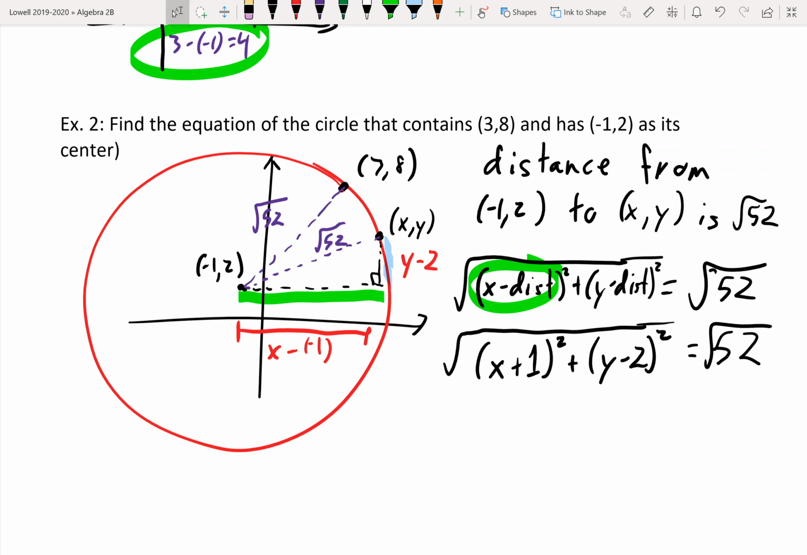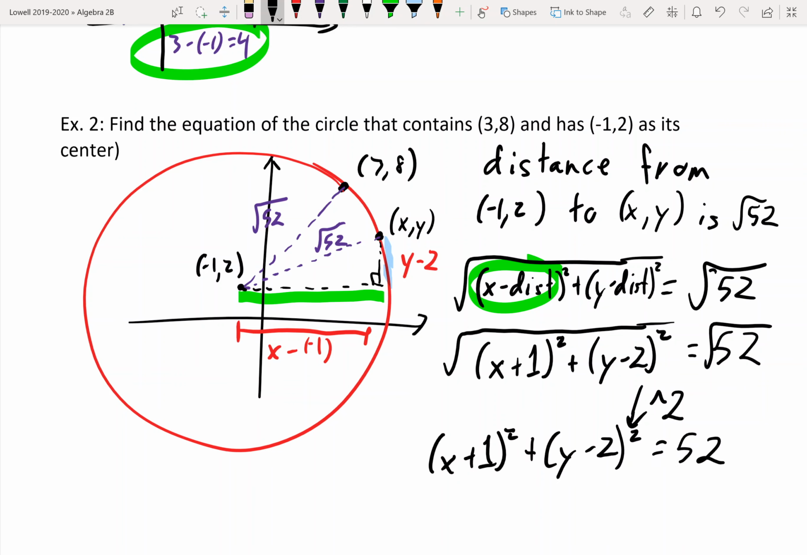Let's clean this up a little bit, because usually all the square roots kind of make things nasty, and what we could easily do to just get rid of them is to square both sides. So if I square both sides here, so I'll just raise both sides to the second power, and I'll just have x plus 1 squared plus y minus 2 squared equals 52.